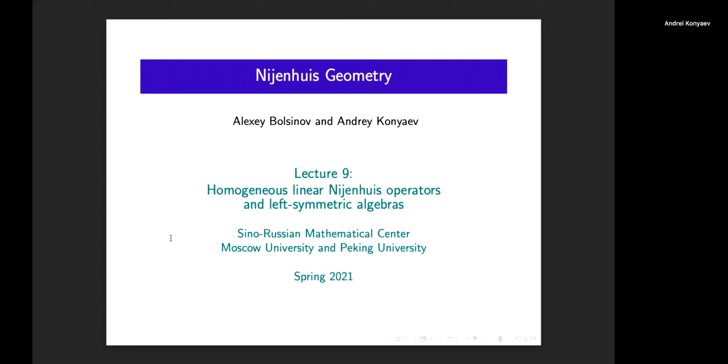Because Nijenhuis torsion for constant operators vanishes, since it is a linear combination of operators and their derivatives. But if you think about the next best thing, something a little bit more complicated than a constant operator, this will be an operator with a linear dependence on coordinates. The same thing happens in Poisson geometry, we'll get to it, and the case of linear dependence in Nijenhuis geometry is closely related to so-called left symmetric algebras.